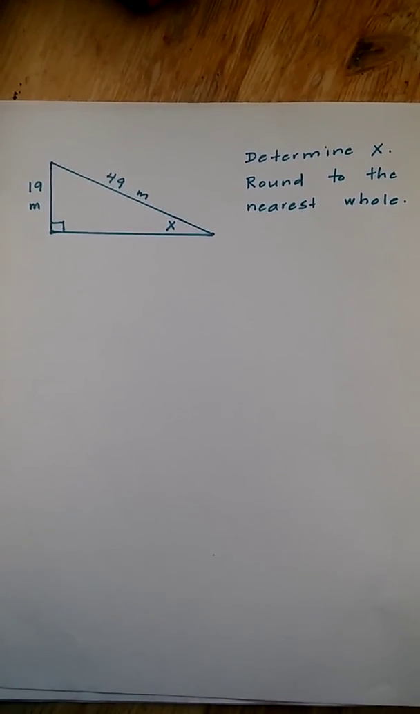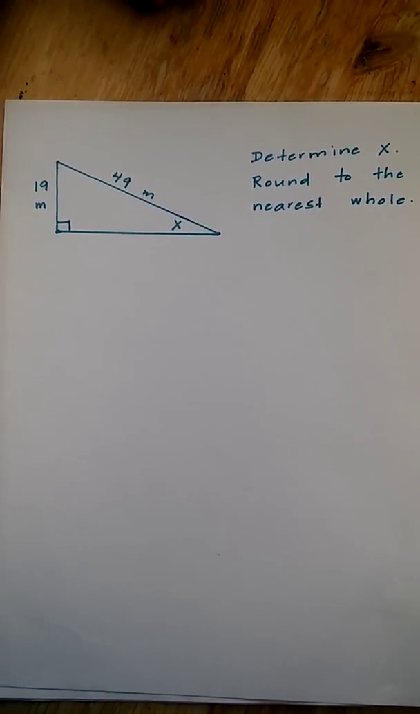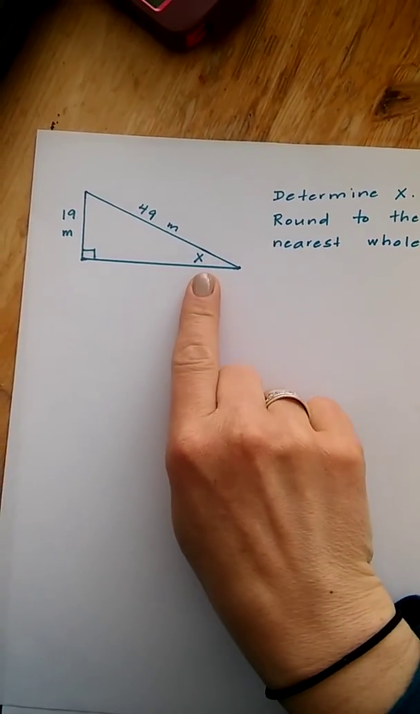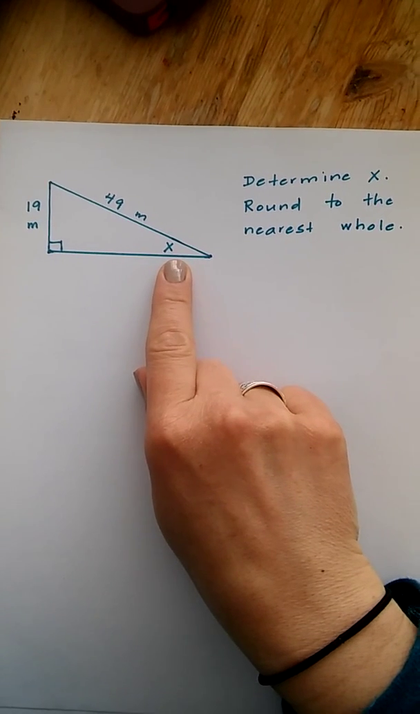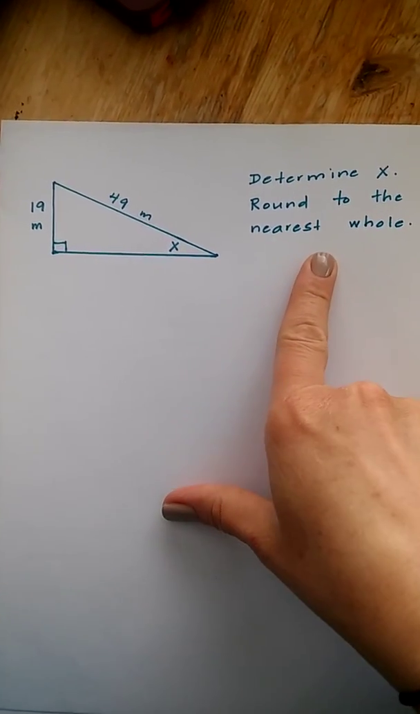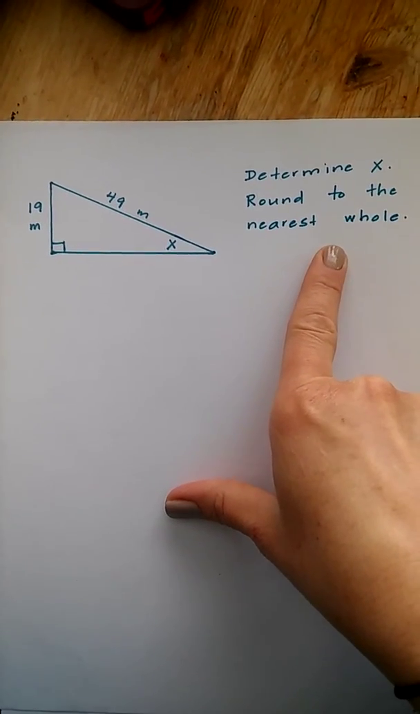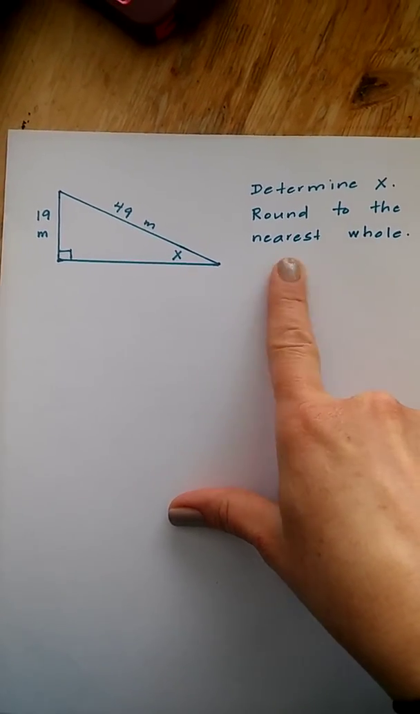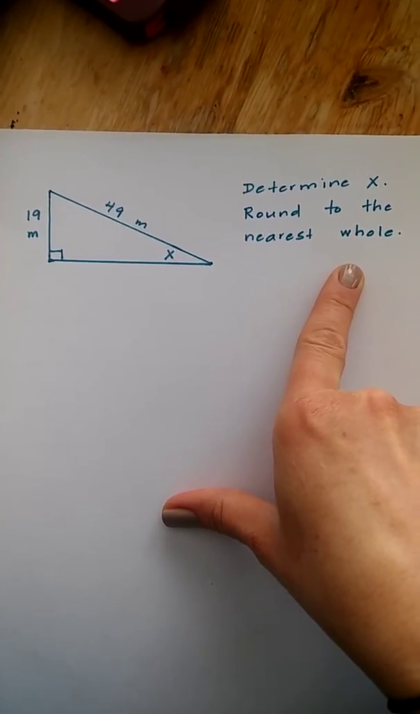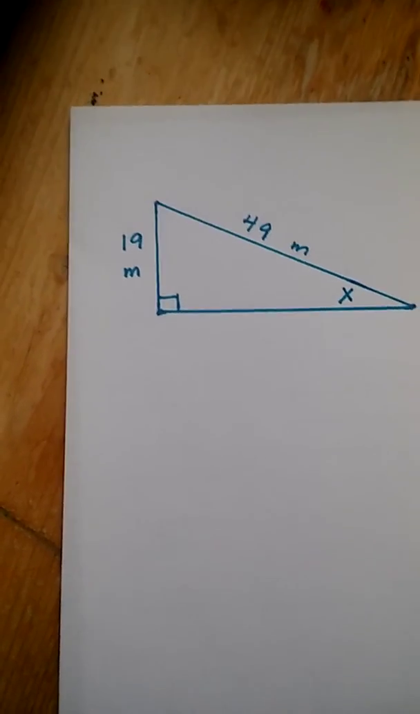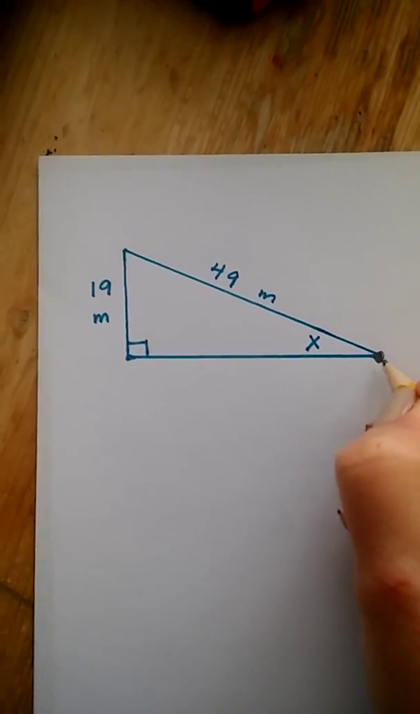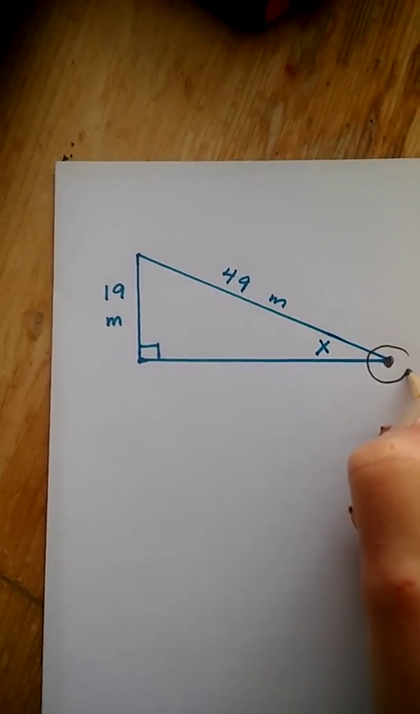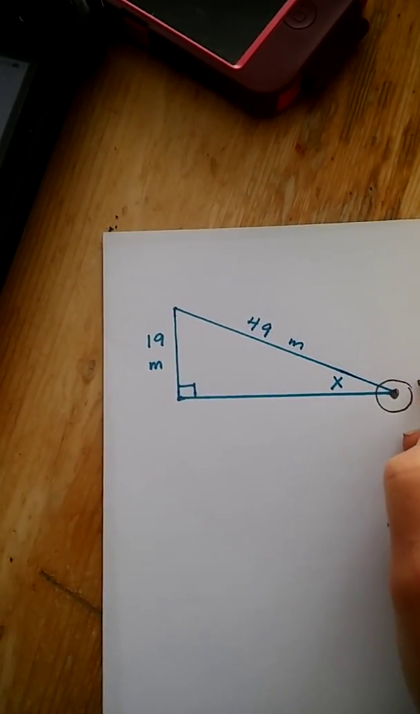In this video, we're going to look at how to use trigonometry to determine a missing angle in a right triangle. So our goal is going to be to find this angle. And notice our directions say that we're going to be rounding to the nearest whole, so nearest whole degree. Focusing in on our picture here, the angle we're looking for is going to be our focal point.